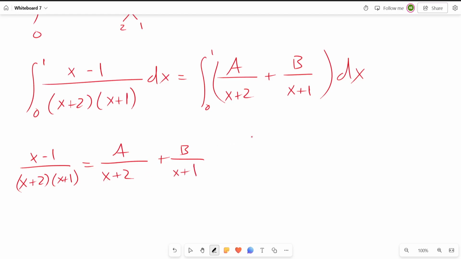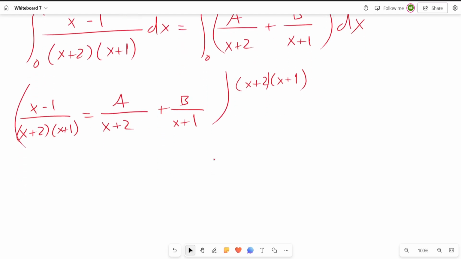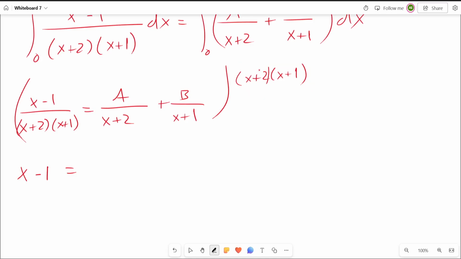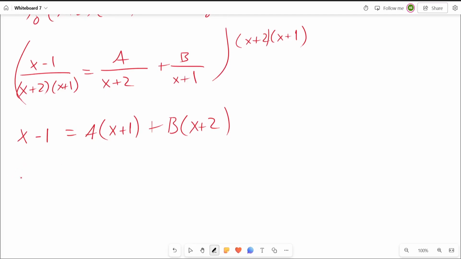So what I can do is multiply both sides with x plus 2 times x plus 1. Over here, both of them will cancel with this, so I'll just have x minus 1 equal a over x plus 2 times this expression. The x plus 2 will cancel with the x plus 2, and I'll just be left with a times x plus 1, plus again b, the x plus 1 will cancel with the x plus 1, and I will have b times x plus 2. So over here, I will choose some x values to find the a and b values.